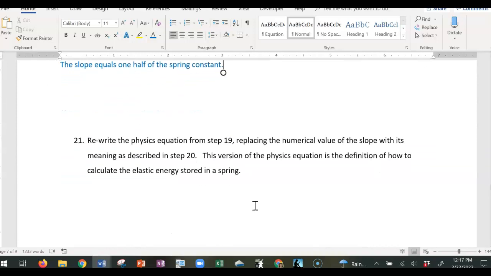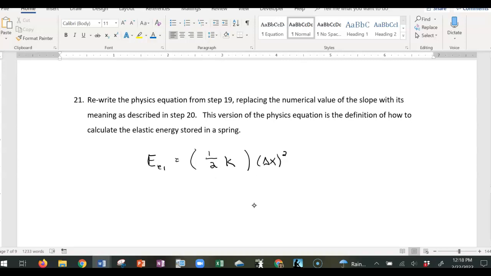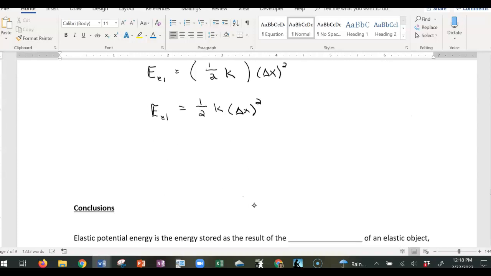So now it says rewrite the physics equation, replacing the numerical value of the slope with the meaning. Okay, so my physics equation was EL equals some slope times the displacement squared. But the slope is 1/2 of the spring constant, K. And it says this version of the physics equation is the definition of how to calculate the elastic potential energy stored in a spring. It's 1/2 the spring constant times the displacement of the spring squared.